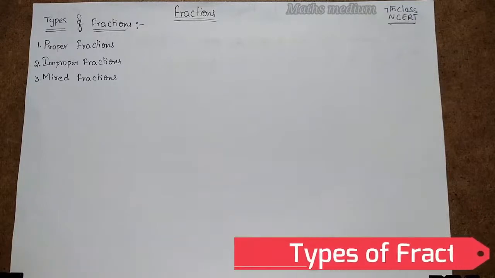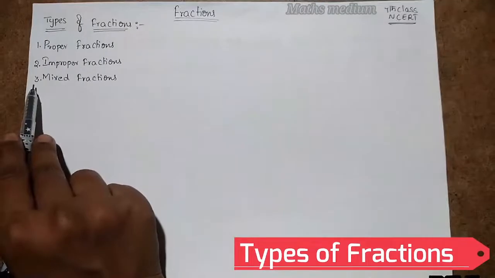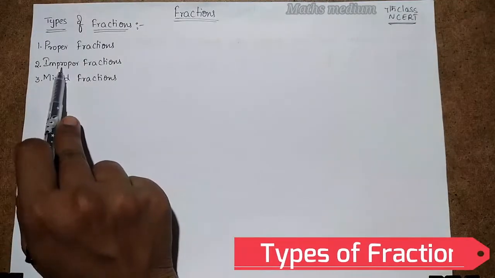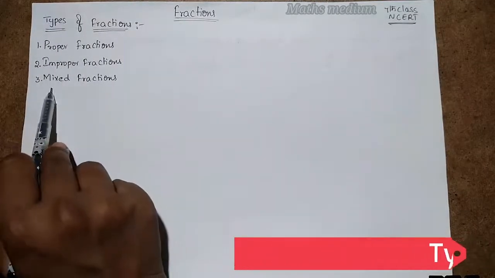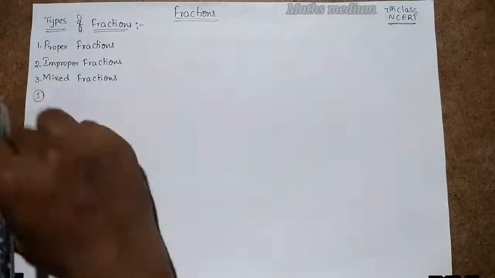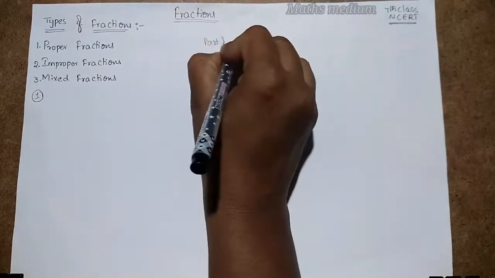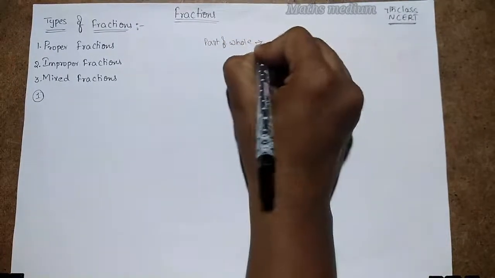Today I came with a topic, types of fractions from fractions, 7th class NCERT. So let's move into the topic, types of fractions. So here we have 3 types of fractions: proper fractions, improper fractions, mixed fractions. Let's take proper fraction, that is 1. Before going to this, fraction is nothing but part of a whole. So the parts should be equal.